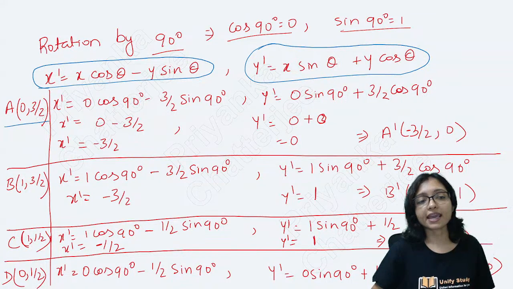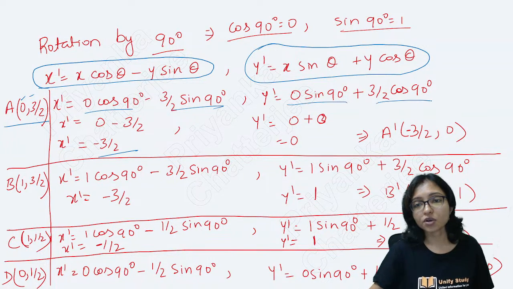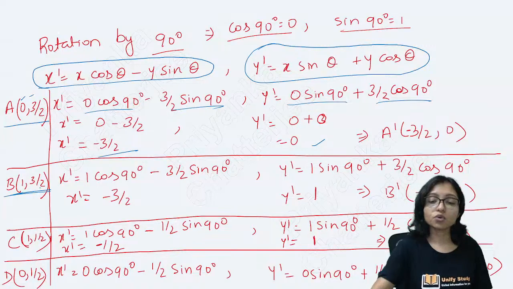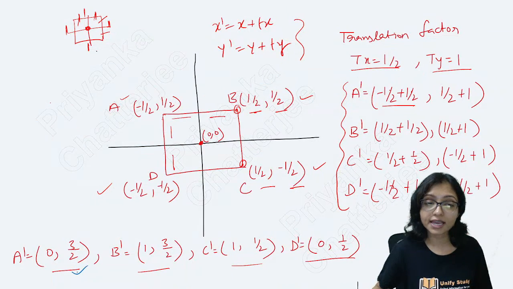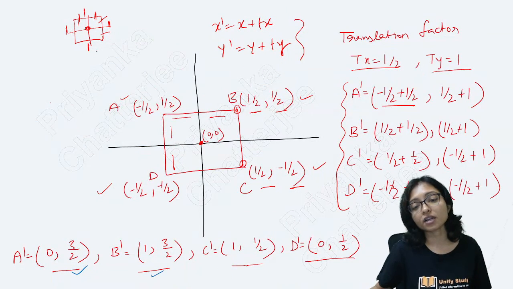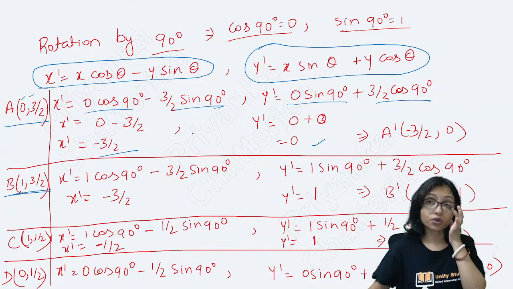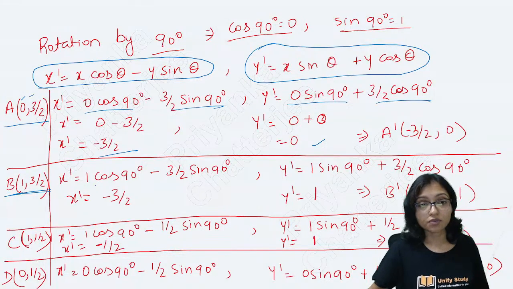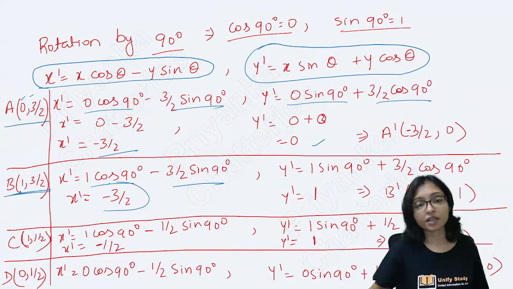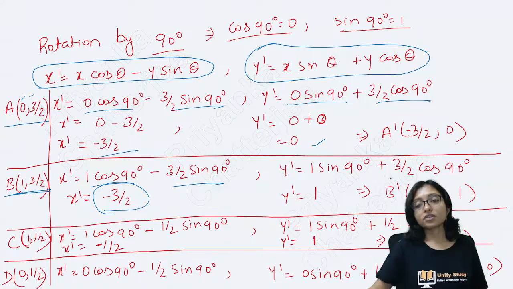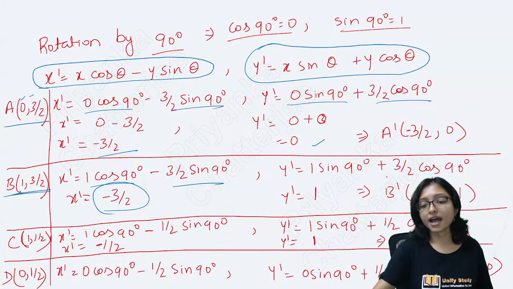For A value was 0, 3 by 2, put the value and get the answer. Here also y dash equals to, put the value, get the answer. Same way B value is 1 and 1, 3 by 2. After doing scale, after doing the translation, whatever value you are getting, with that value now put into the rotation. So if you put into the rotation, then you are getting these values. So after that finally you will get the answer.